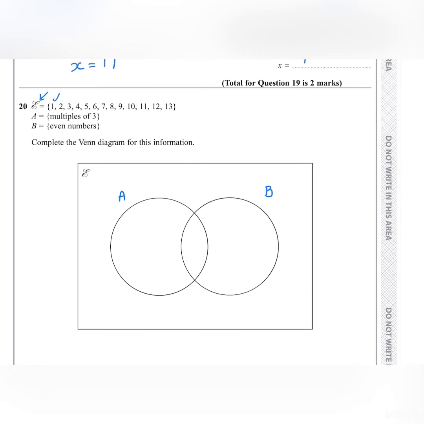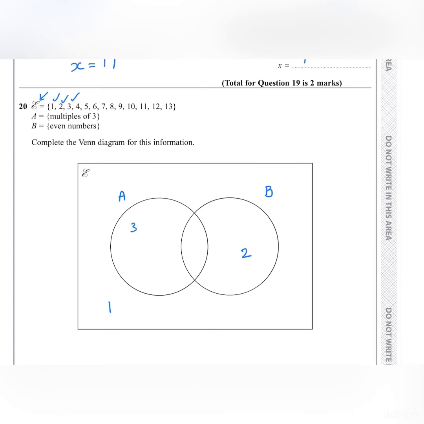Is it an even number? It's neither. So it's going to go on the outside. Okay, so 2. 2 is not a multiple of 3, and it is an even number. Okay, so it's going to go in set 2. So 3, multiple of 3, and it's not an even number. So that's going to go in set A.